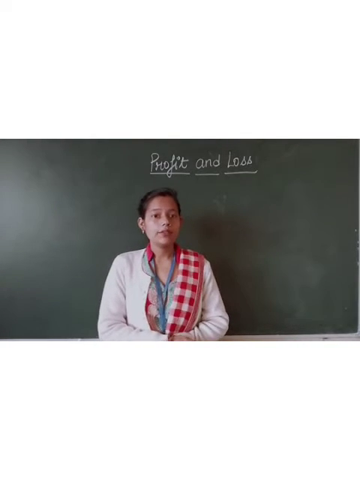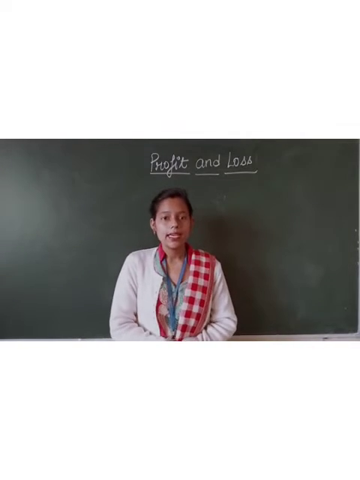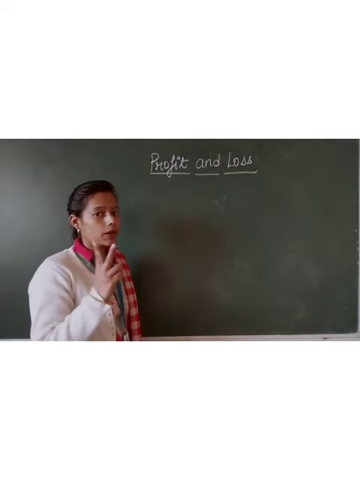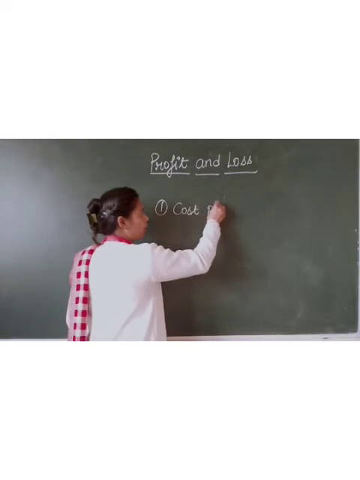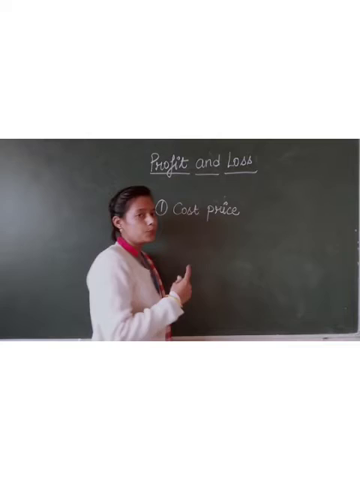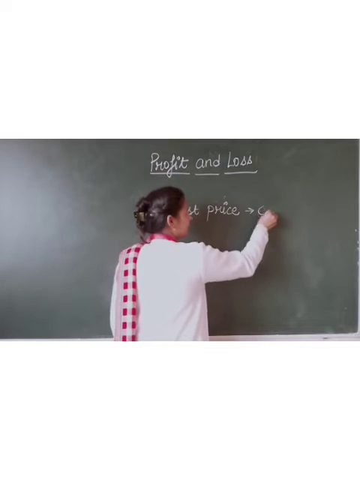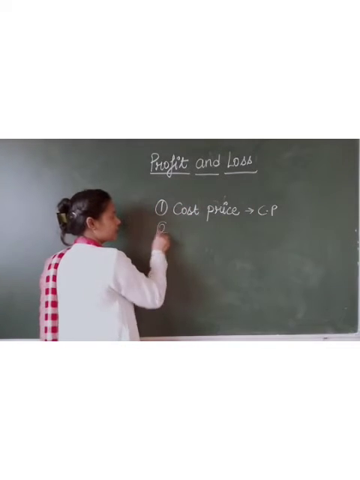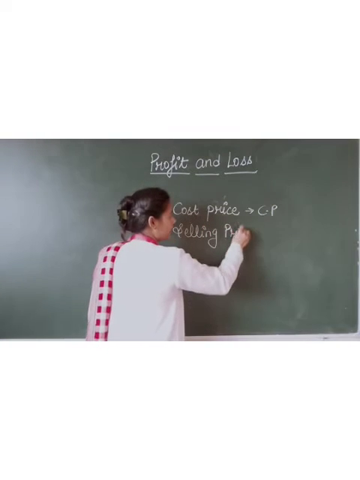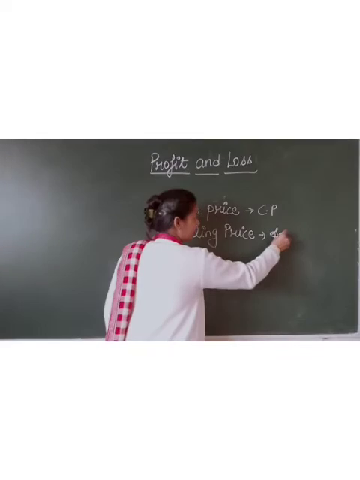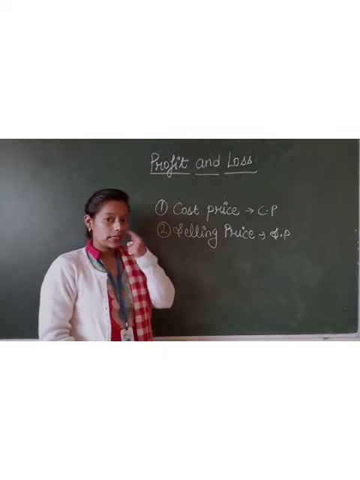And how can we find out if we get profit or loss? It depends on our selling price and cost price. So here we learn about two types of price. First is cost price, the price at which a shopkeeper bought that particular thing, or we can call it CP. And second is selling price, the price at which the shopkeeper sells the thing, or we can say the price at which we bought the thing from the shopkeeper. So it is called SP.